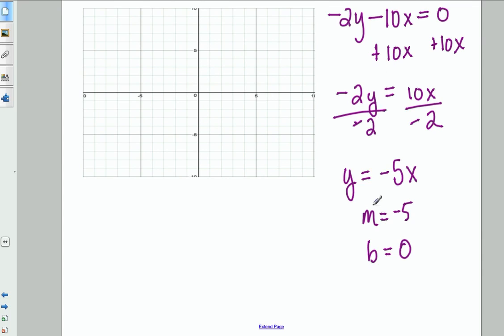Which one do I start with, the M or the B? B. What is my B? So it crosses the y-axis at 0. So where do I graph that? At the 0. And then, Abby, what do you think I do? Down 5 and over, right or left? Right. Very good. Good, Abby. That was the hard one.